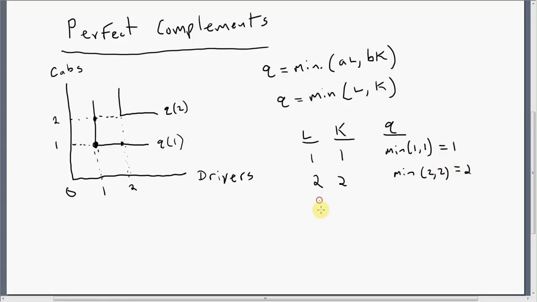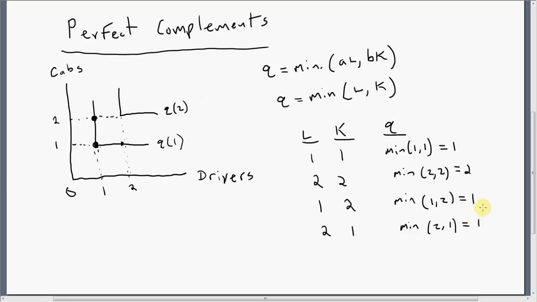But notice this, if we have one cab driver and two cabs, we're not going to produce any more output. The minimum of 1 and 2 is 1. Okay? So one cab and two drivers, we're still on the same isoquant associated with 1 unit of output. Two cab drivers and one cab, that's not going to get us any more output than 1 and 1. So we're still producing 1 unit of output.